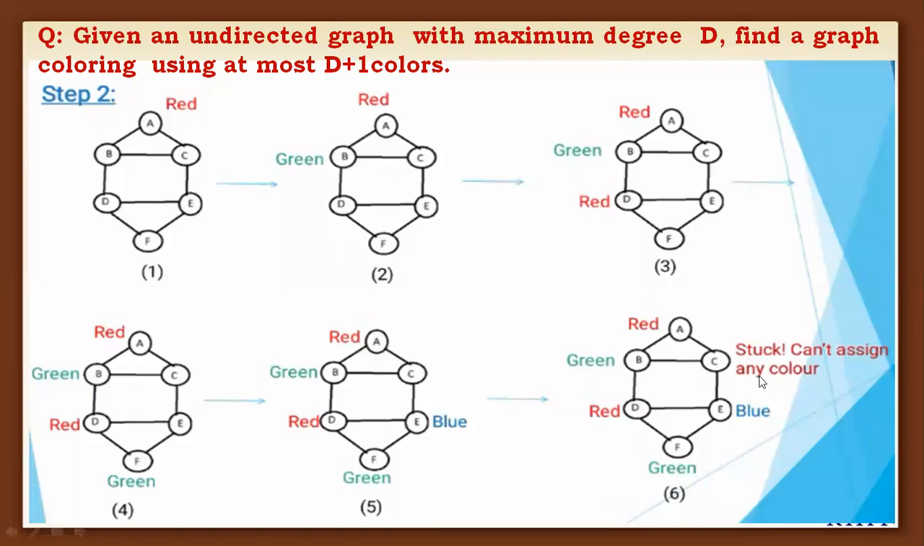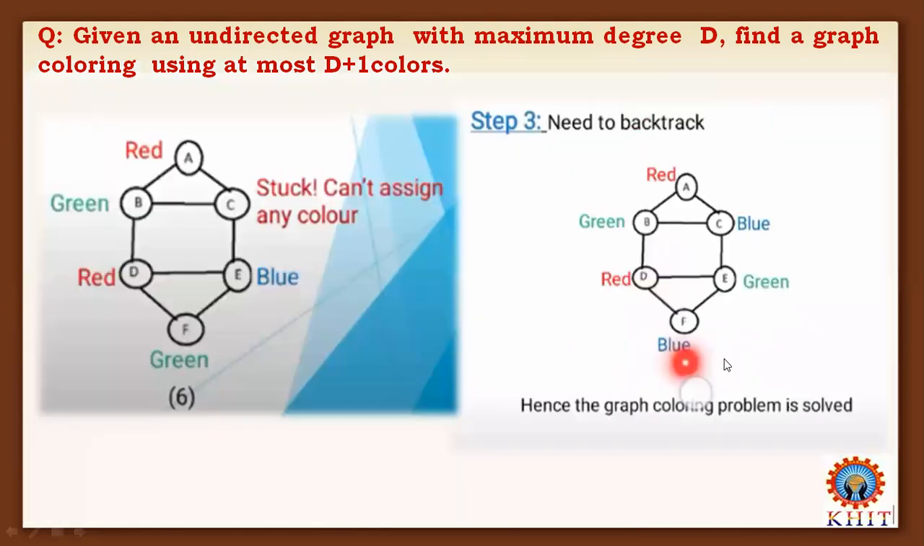Now here we have been stuck. Now we are applying the backtracking technique in the sixth position. Here, in the sixth position, we need to apply the backtracking technique to the given vertex. The vertex is C.